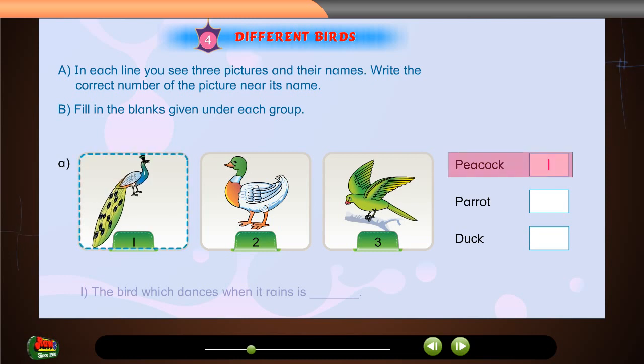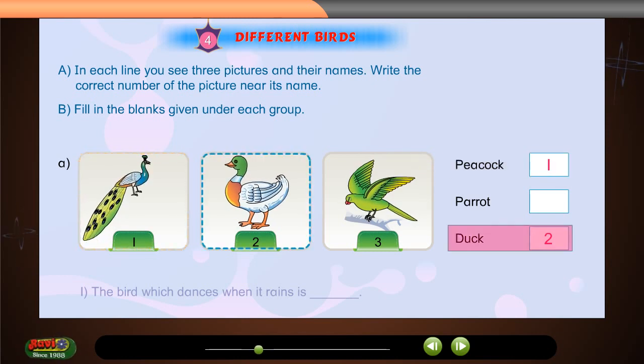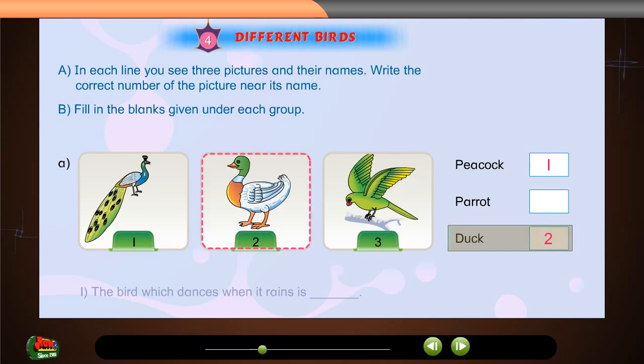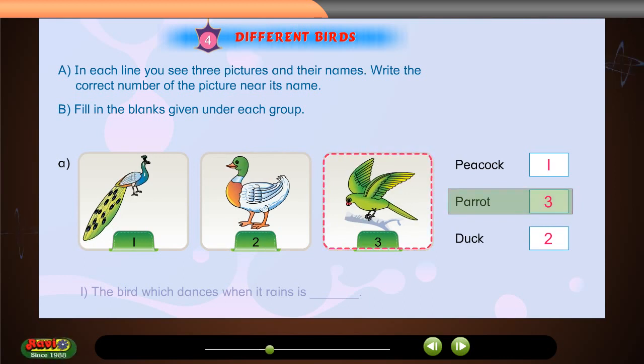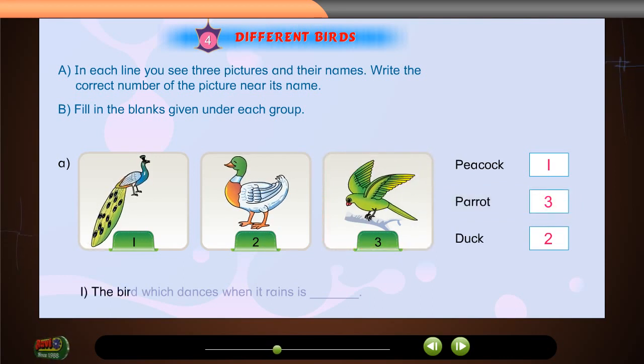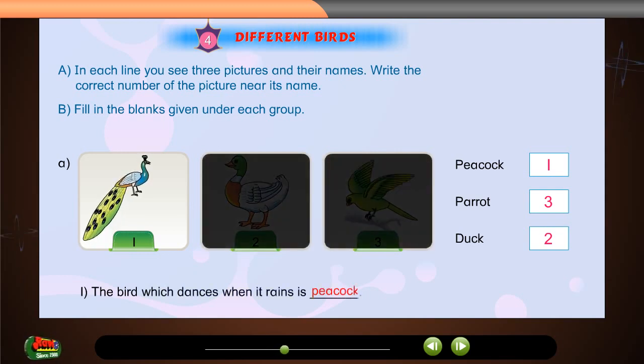A. 1. Peacock. 2. Duck. 3. Parrot. 1. The bird which dances when it rains is peacock.